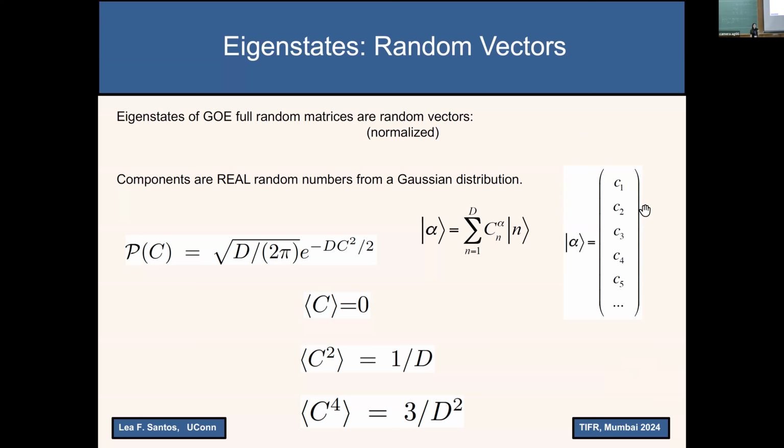That's what makes random matrices easy to deal with. The eigenvalues are correlated. There are books, Mehta's book, about these correlations. It's all well known. And the eigenstates are just random vectors, random numbers as in Gaussian random numbers, but with the constraint, of course, that you have to have normalization. So the mean of these components is zero, and the mean of the square is one over the dimension, to guarantee normalization.